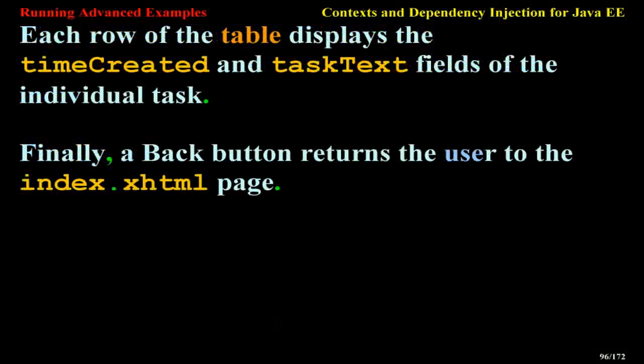Each row of the table displays the time created and task text fields of the individual task. Finally, a back button returns the user to the index XHTML page.